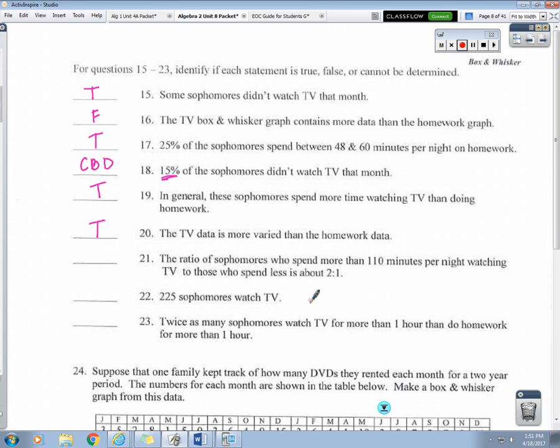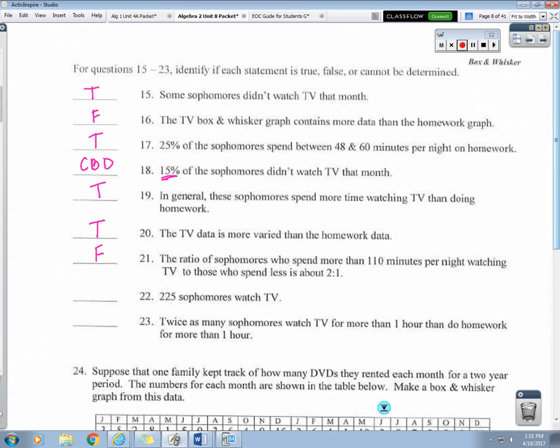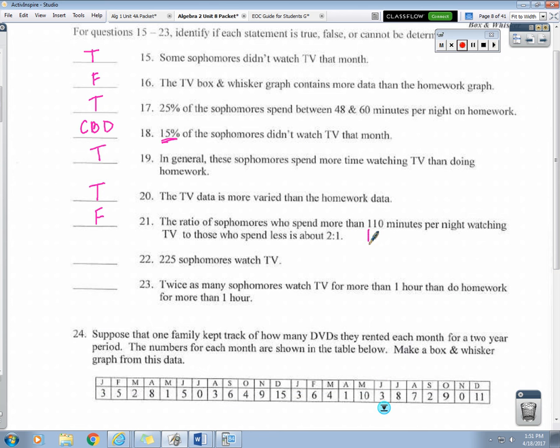The ratio of sophomores who spend more than 110 minutes per night watching TV to those who spend less is about 2 to 1. That's false. Let's talk about why. What percent of sophomores spend more than 110 minutes per night watching TV? 25%. So what percent spend less than 110? 75. Well, 25% to 75% is not a 2 to 1 ratio. It's a 1 to 3 ratio.